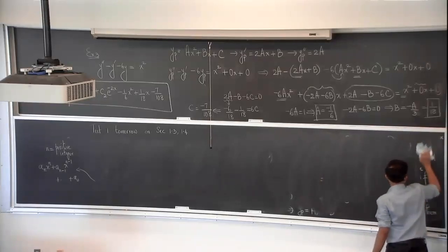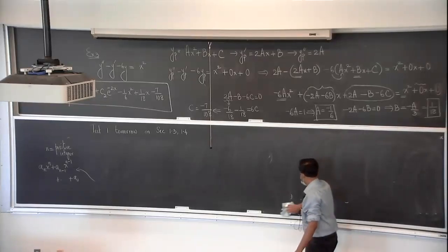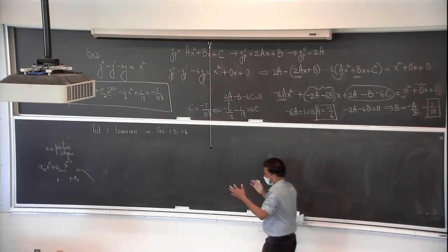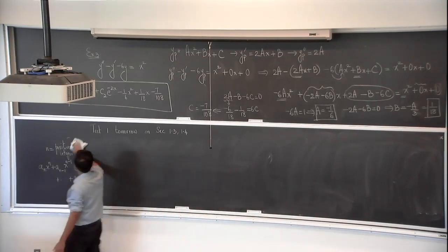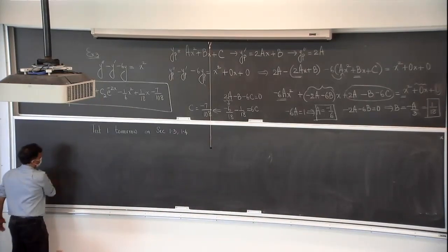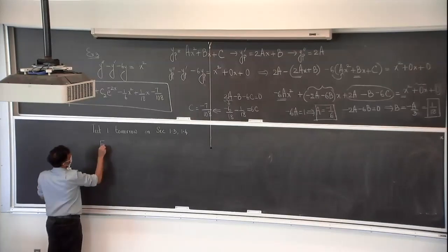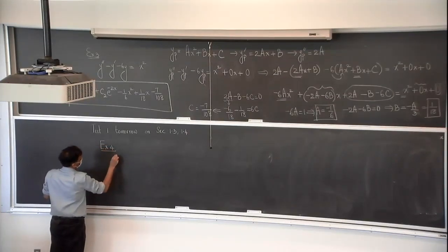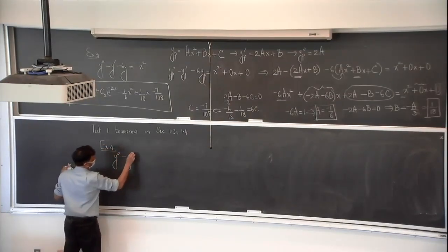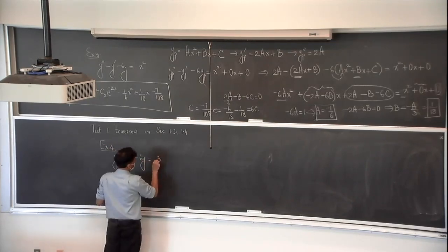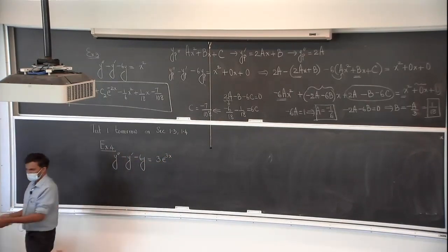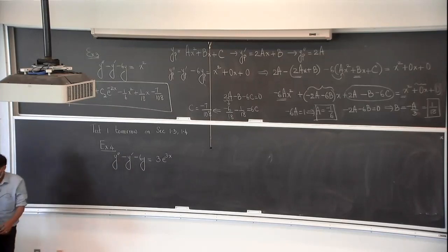I want you to try this yourself. I'm going to keep the same left-hand side so that you don't have to recreate your homogeneous solution. Example 4: y double prime minus y prime minus 6y equal to 3 e to the power of 3x. All I'm doing is changing the value of k. So take your time and try this.